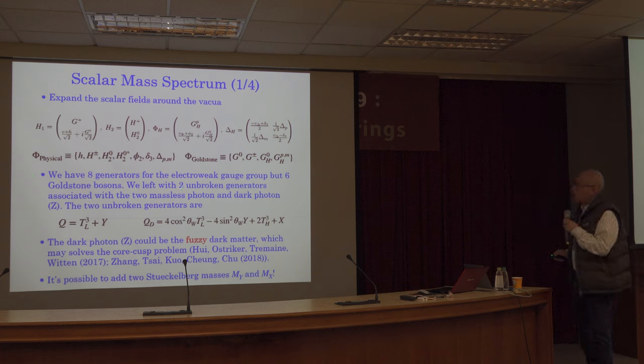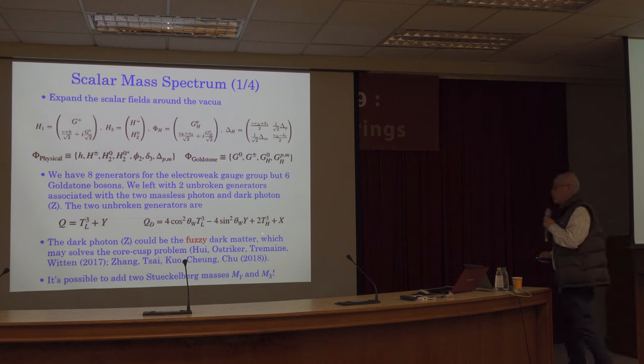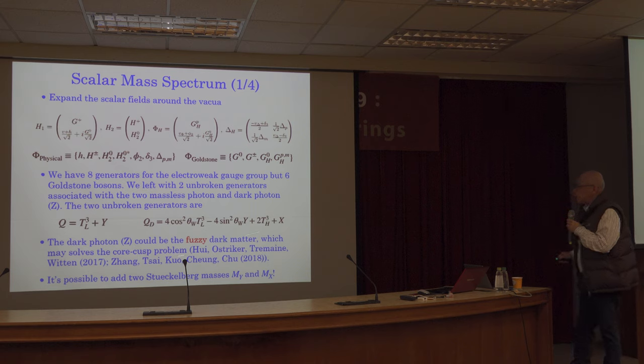So we have eight generators for the full group, 2211, but we have only six Goldstone bosons. So we are left with two unbroken generators. One of them you can check is actually the good old photon, the electric charge, G3 plus Y. And the other one is a massless generator corresponding to the unbroken generator, QB, in this combination. So this one is still massless at this level. So this is a dark photon or dark Z. They could be the fuzzy dark matter studied by many people in recent years.